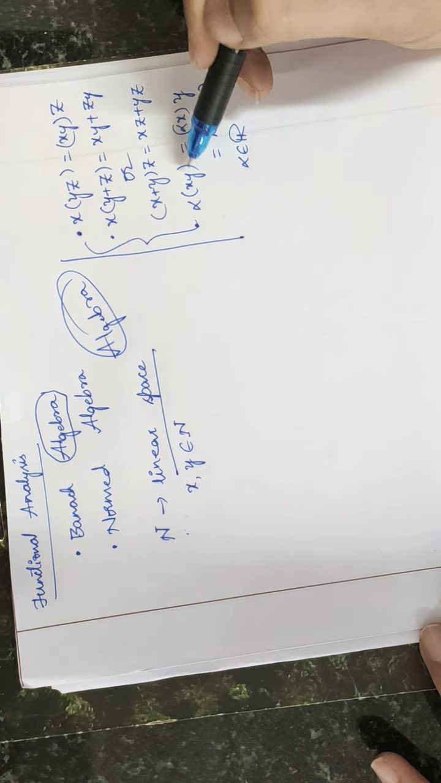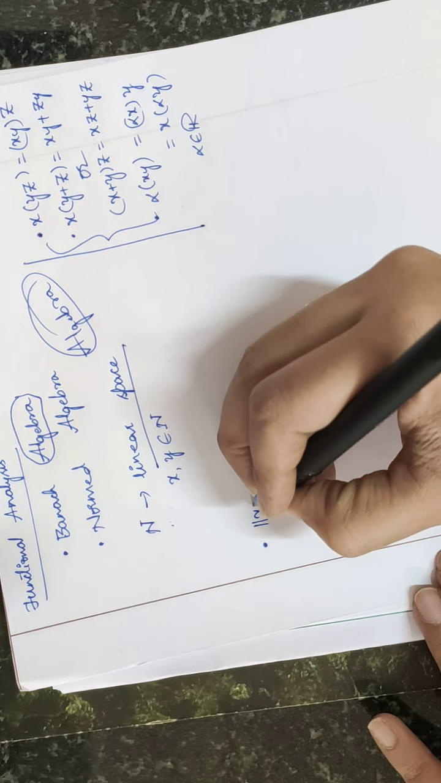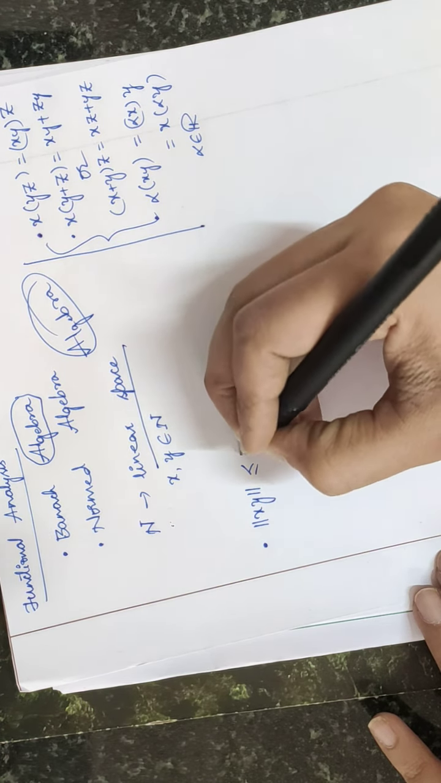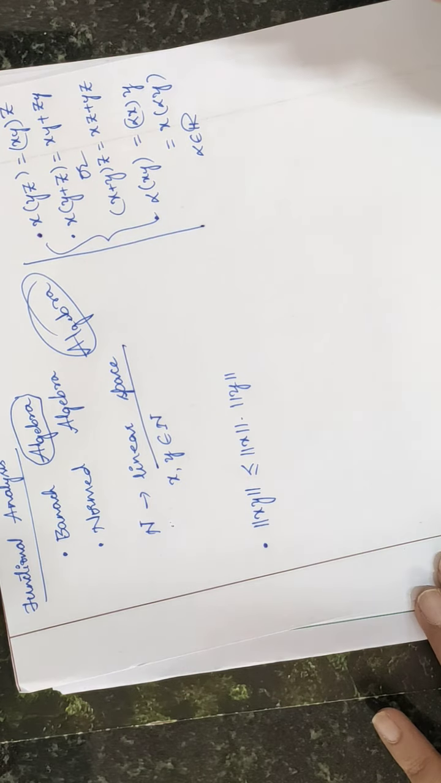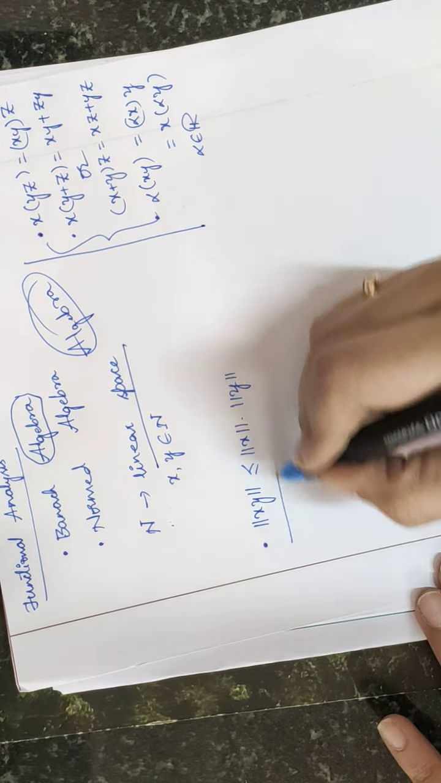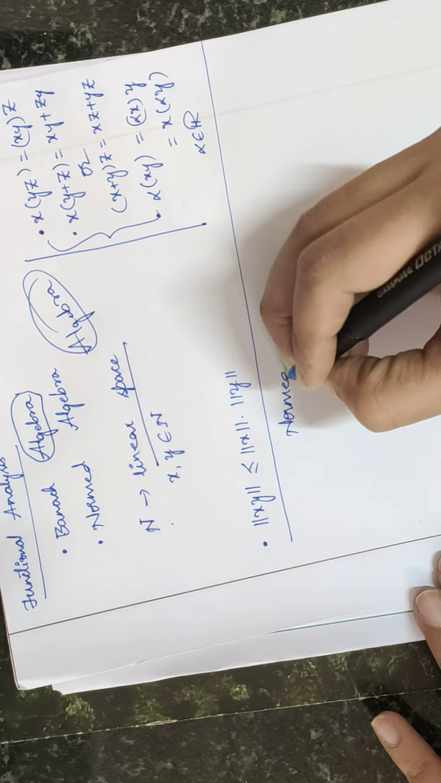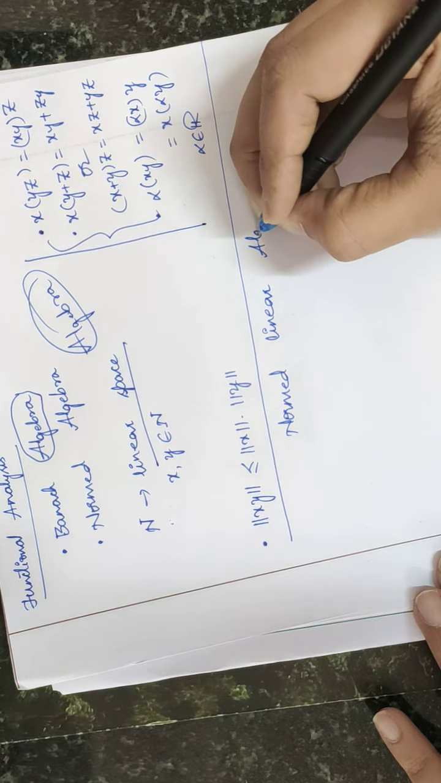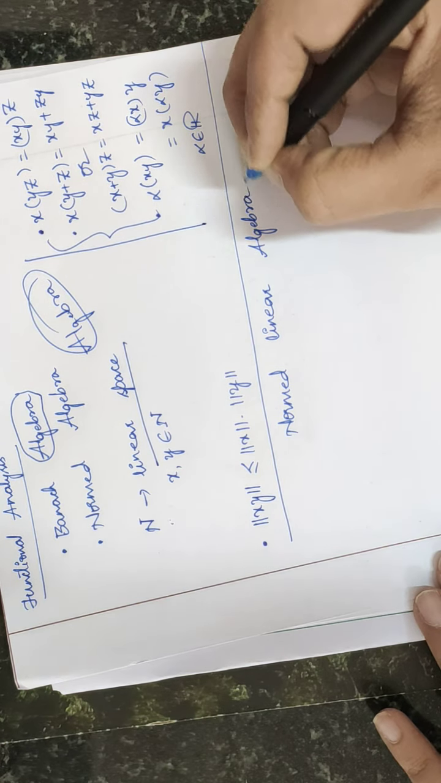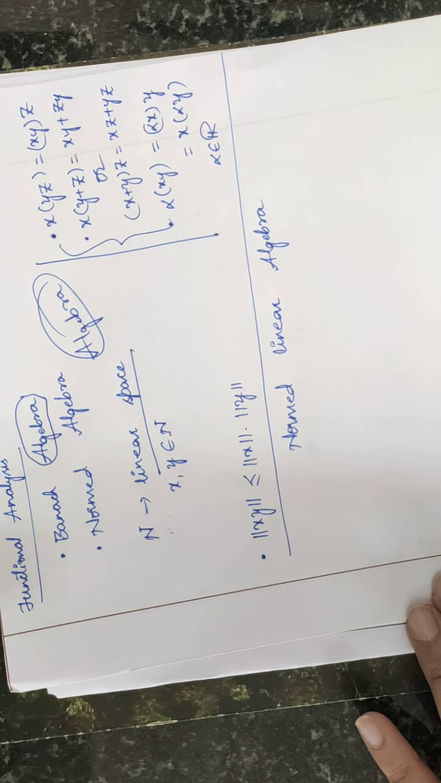Along with these three conditions, if one more condition, that is norm xy is less than or equal to norm x into norm y, holds, then I can say that this is a normed linear algebra. So this is the major difference between algebra and normed linear algebra, or simply a normed algebra.